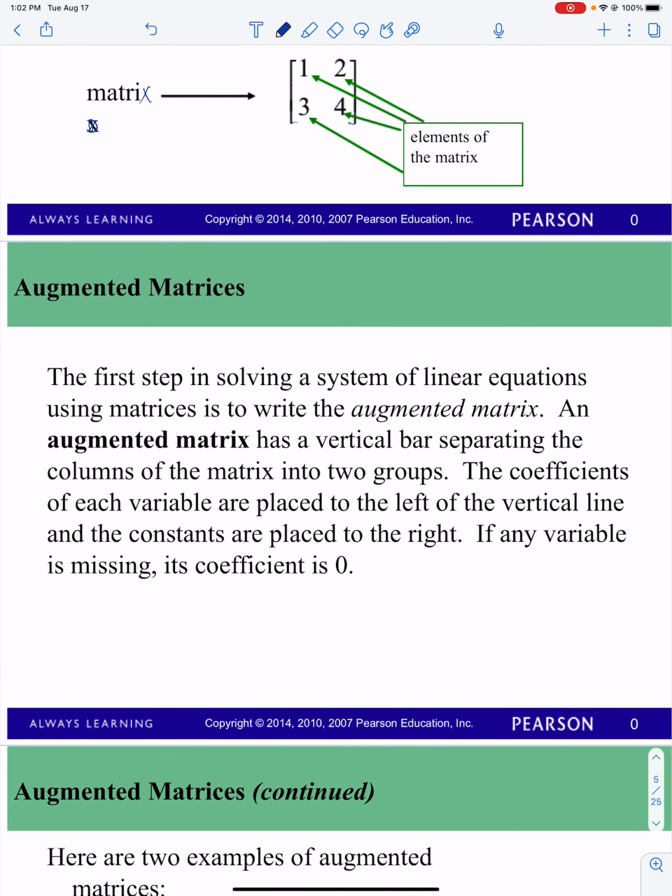So augmented matrix. What is an augmented matrix? Okay, so the augmented matrix has a vertical bar separating the columns of the matrix into two groups. The coefficients of each variable are placed to the left of the vertical line, and the constants are placed to the right.